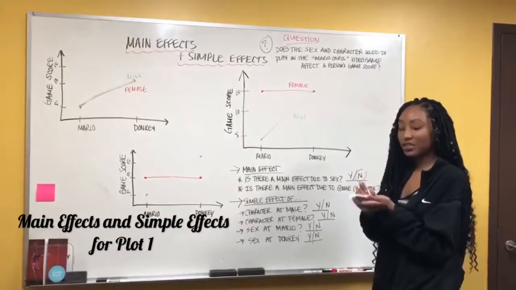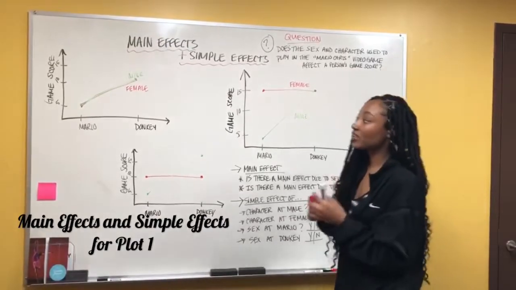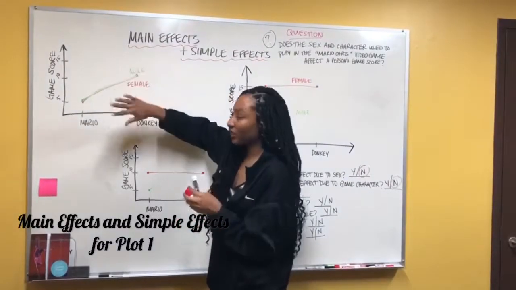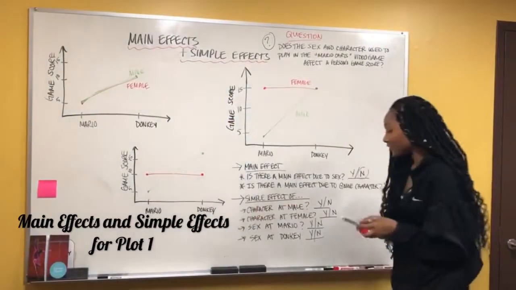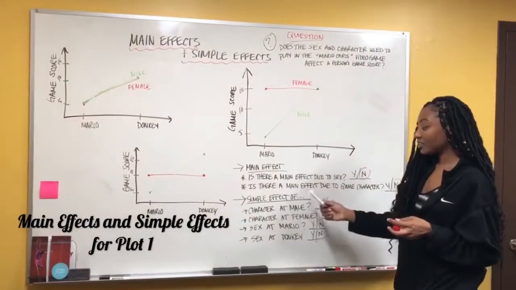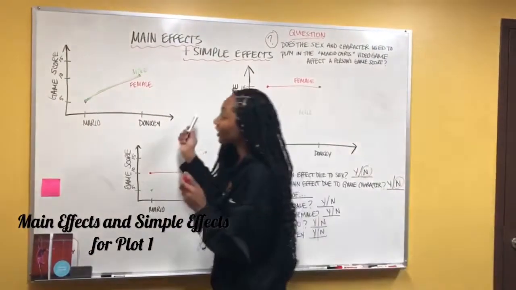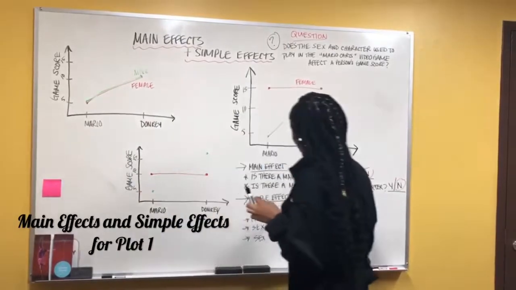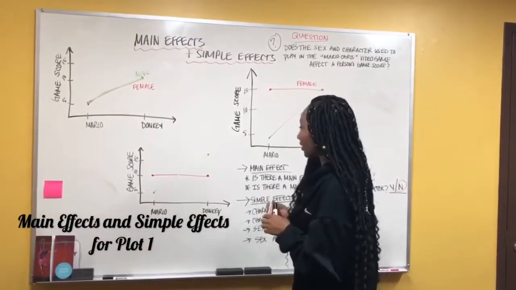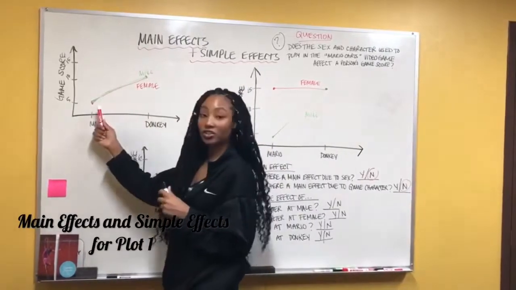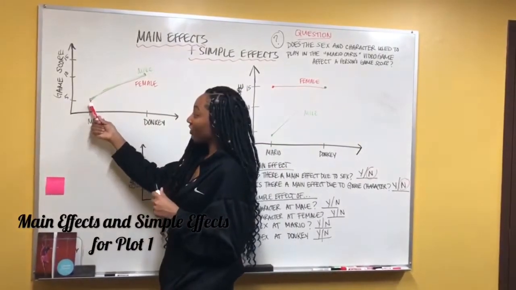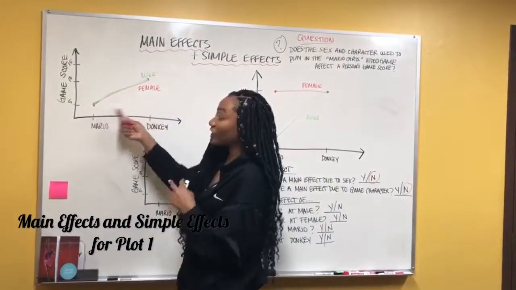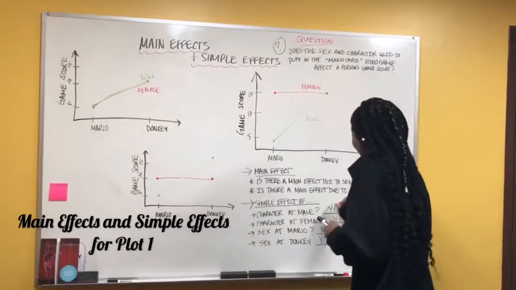With simple effects specifically, you're supposed to just look at one of the groups. So we're only going to identify the males. We're not going to look at the females first. So character at male: is there a simple effect of character at male? Just looking at the male, not the female, there actually is a simple effect of character at male, because when the males first start at Mario, they score a 5, but when they play using Donkey, they score a 15. So there is an effect. We'll put yes to that.